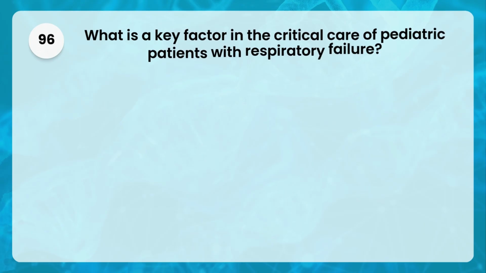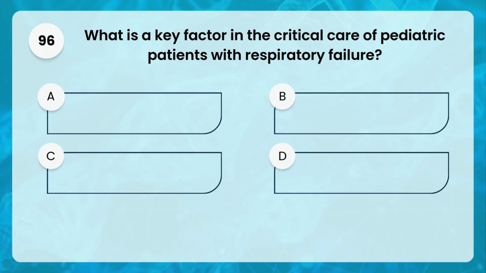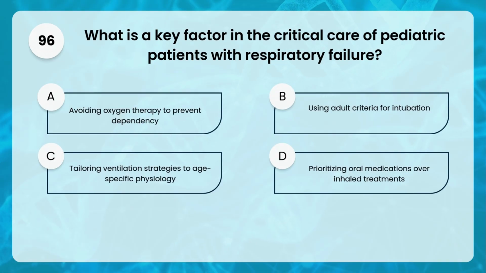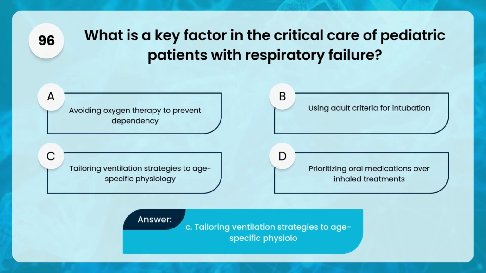96. What is a key factor in the critical care of pediatric patients with respiratory failure? A. Avoiding oxygen therapy to prevent dependency. B. Using adult criteria for intubation. C. Tailoring ventilation strategies to age-specific physiology. Or D. Prioritizing oral medications over inhaled treatments. The answer is C. Tailoring ventilation strategies to age-specific physiology.